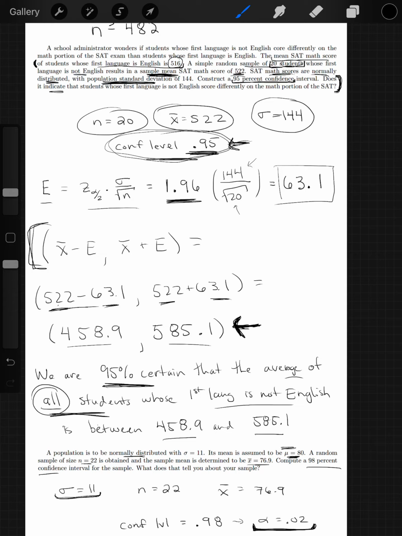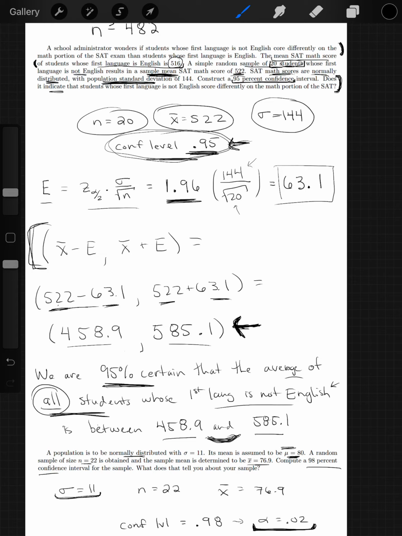Right? Now, our question was, does that indicate that students whose first language is not English score differently on the math portion of the SAT? And if we look back to the first sentence, they mean differently from students whose first language is English, right? But what we can look at is, now's where we come back to that sentence that we had a pin in, right? The mean SAT math score of students whose first language is English is 516. Well, 516 is in between these two numbers, right? So we don't know the average of the students whose first language is not English, but we do know that it's in between these two numbers, and we know that the average score for those whose first language is English is also between those two numbers.